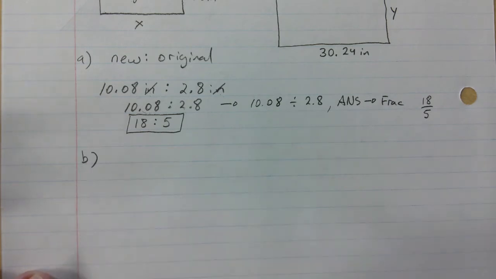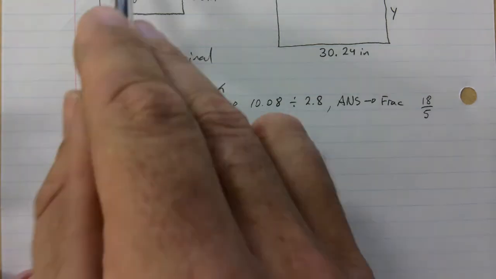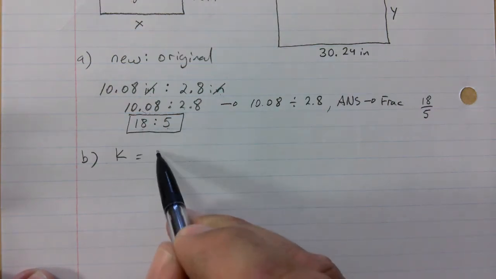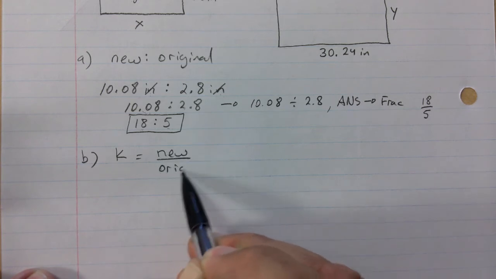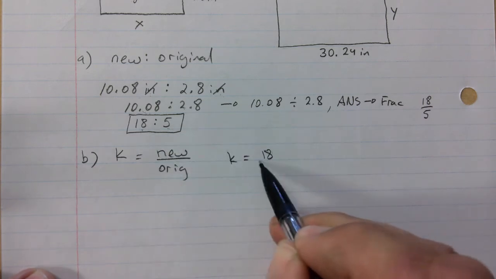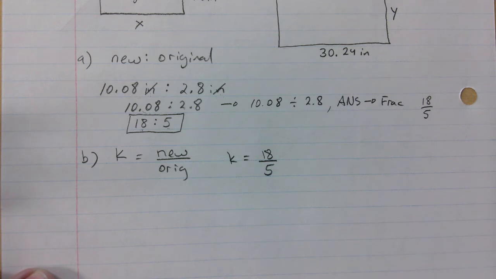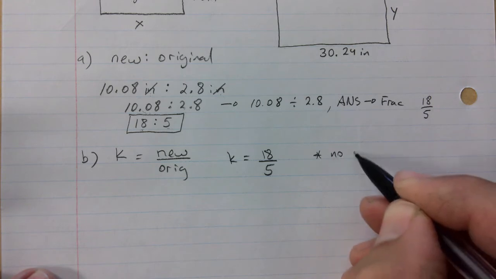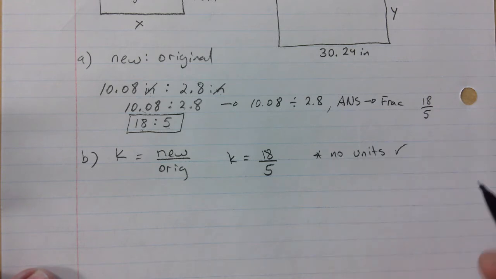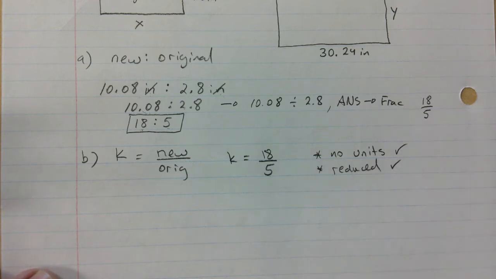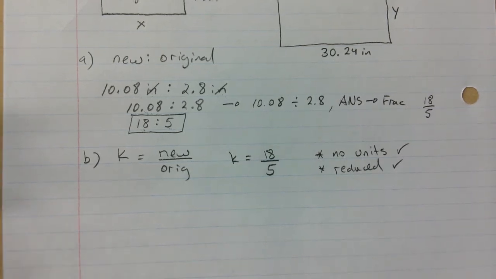And actually, you did quite a bit of work for B already. The scale factor is just going to be this, because remember, it's new over original. So the scale factor is going to be 18/5. Units are already gone, and it's already reduced, right? No units. Check, right? I will also put down reduced. Because it's so easy to reduce a fraction, I will ask you to do that, okay?